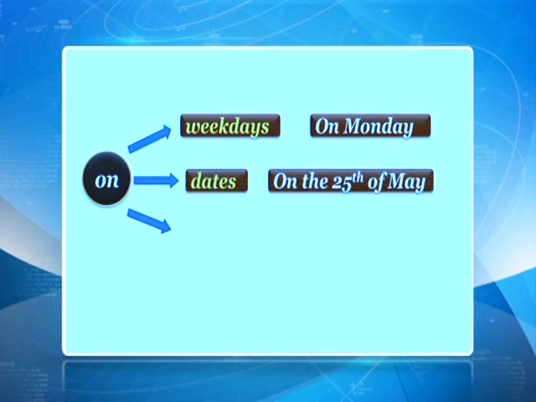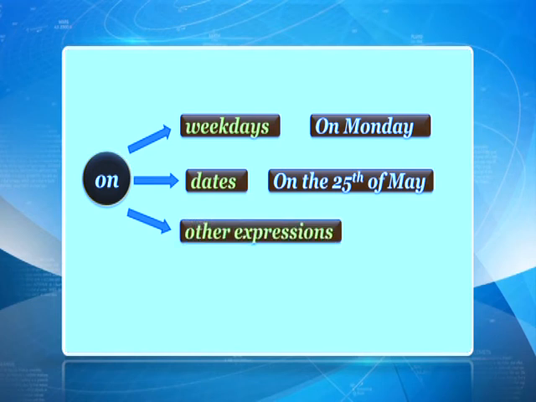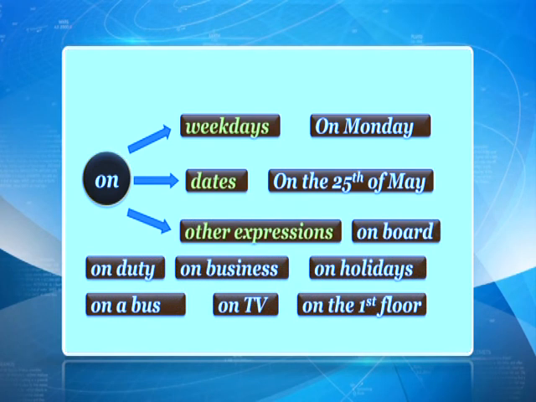The second use is dates. The word date means I'm talking about a day and a month, or a day, a month, and a year. Other expressions like what? On board of a plane. On duty, someone who is working. On business, someone who is doing business. On holidays, when we have days off. On a bus, if we are on a vehicle. On TV, and on the first floor.